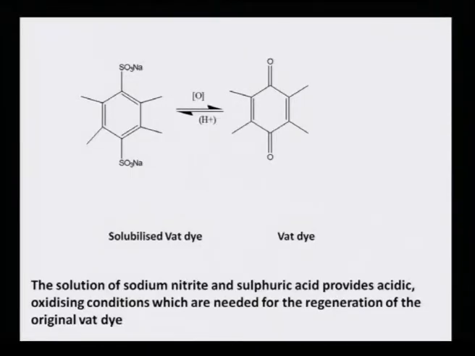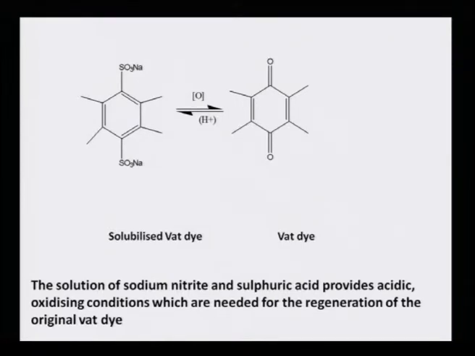Now, this is the sodium salt of the sulfuric ester of the leuco dye. When it is exposed to oxygen, it gets converted into the initial carbonyl insoluble compound, which is the vat dye. But now it is on the fabric. So, the powder has now been transferred to the fabric through this insoluble, soluble and insoluble state, or we can say that from vat dye to leuco form and from leuco form to vat dye again.